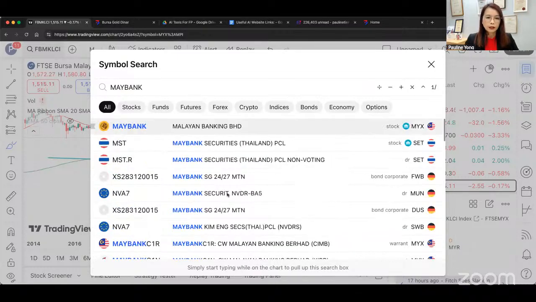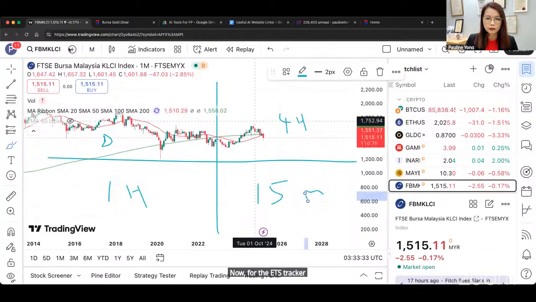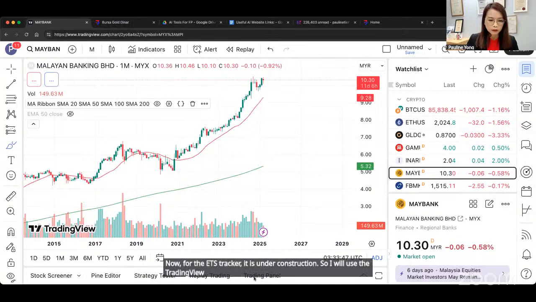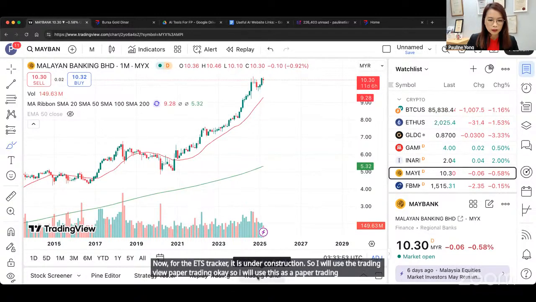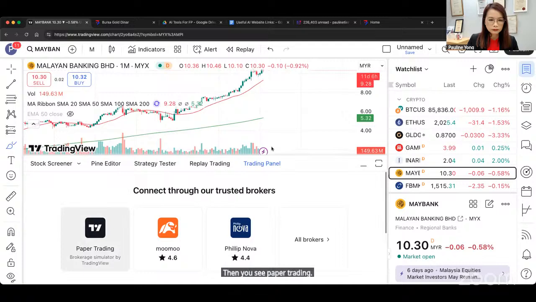Okay, now for the ETS tracker, it is under construction. So I will use the TradingView paper trading. Okay, so I will use this as a paper trading. So go to the trading panel here. Then you see paper trading. Then you connect.